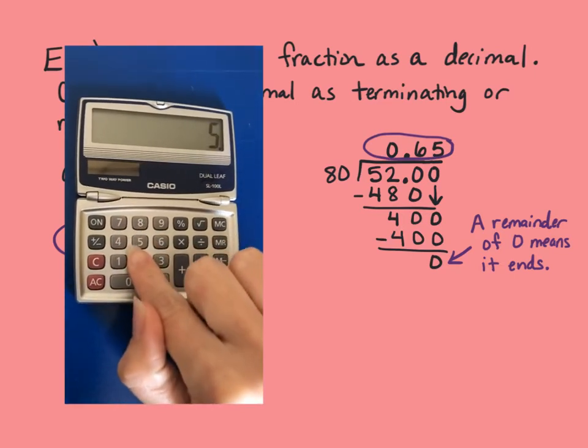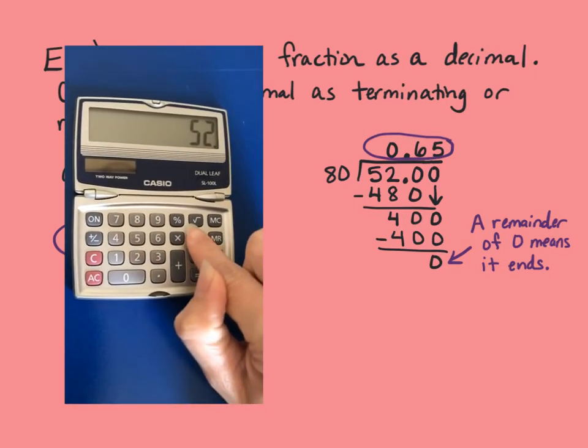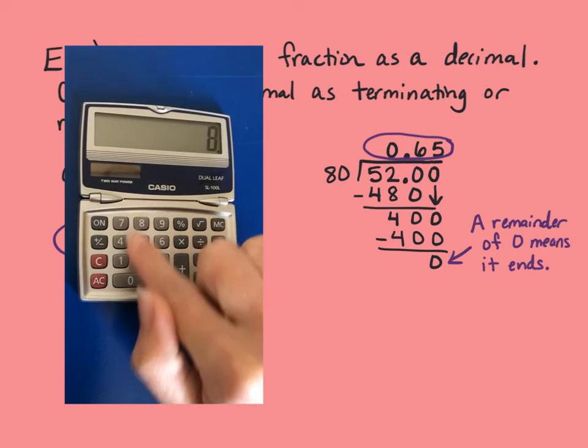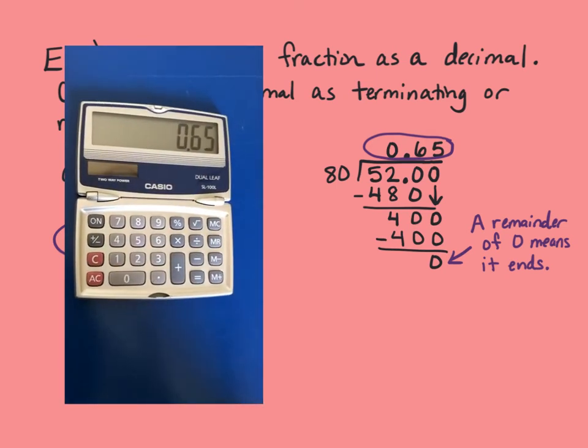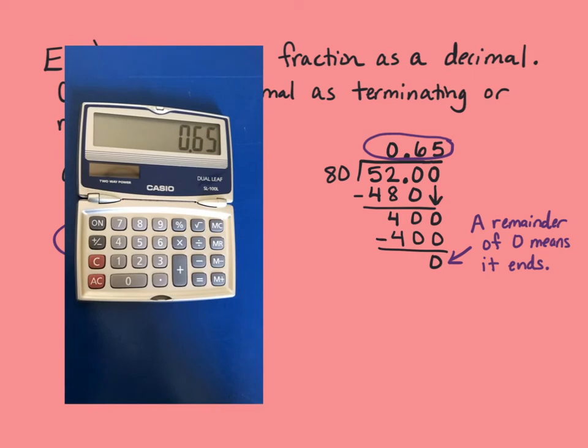Looking at a calculator, 52 divided by 80, we hit equal, and you get 0.65. Notice that it ends on the calculator screen. It doesn't go all the way across your screen. Sometimes you have problems that have lots of digits all the way across the screen, but this one doesn't. It just ends. So it's a terminating decimal.